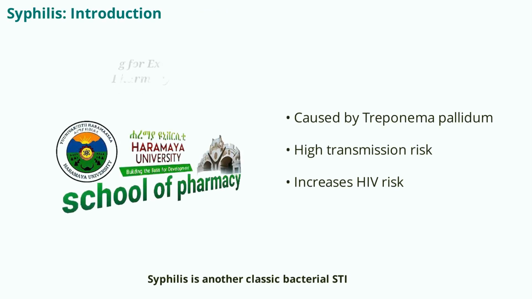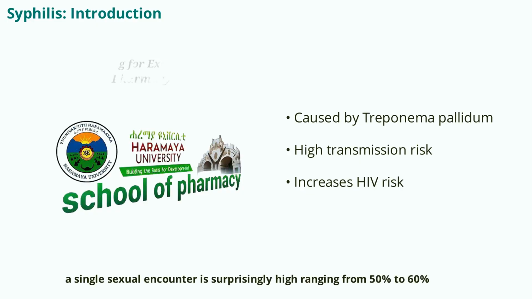Syphilis is another classic bacterial STI caused by the bacterium Treponema pallidum. It is usually acquired through sexual contact with infected mucous membranes or skin lesions. The risk of acquiring syphilis after a single sexual encounter is surprisingly high, ranging from 50% to 60%. Syphilis is also known to increase the risk of acquiring HIV. Let's explore the different stages of syphilis and their clinical features.